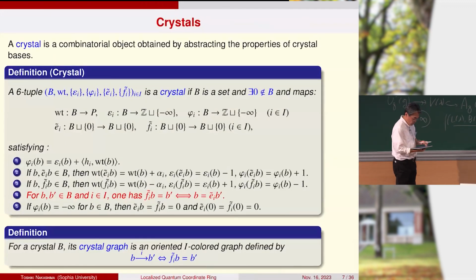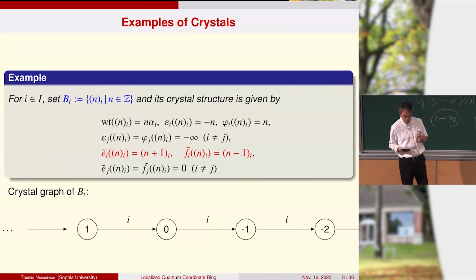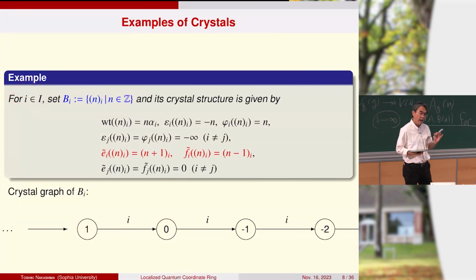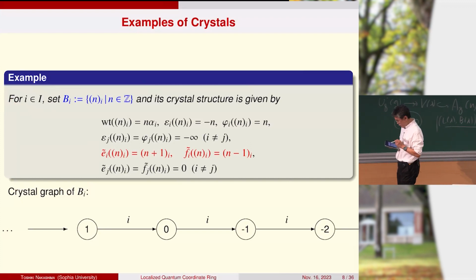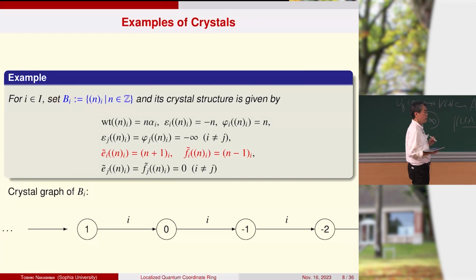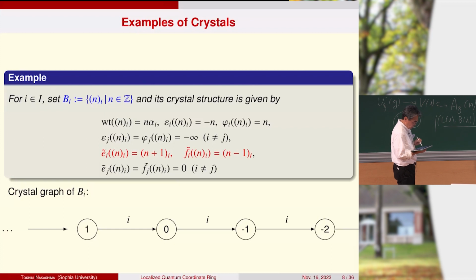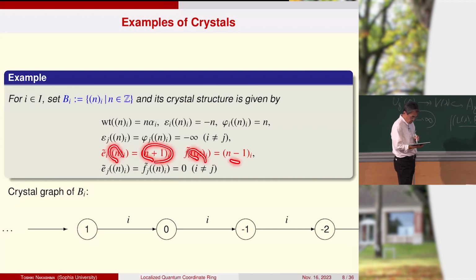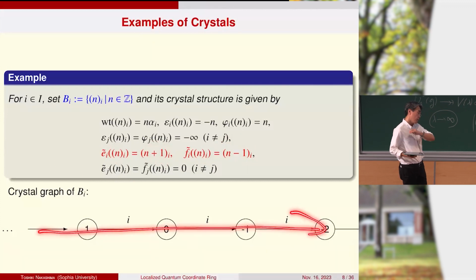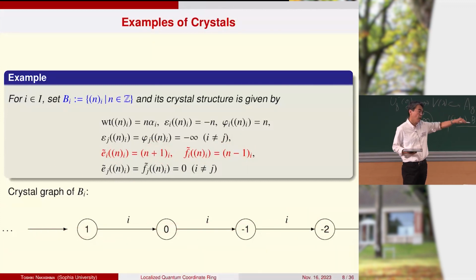Okay, so one important example today: we take capital I, an index set of simple roots, and Bi is a crystal. Each element is parameterized by an integer n, and it has the following actions by ei tilde and fi tilde: n goes to n plus 1 and n goes to n minus 1. Then the crystal graph is just like this, a straight line, with only arrow I here.